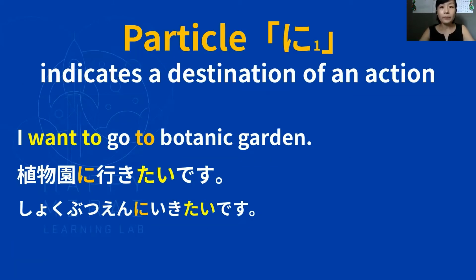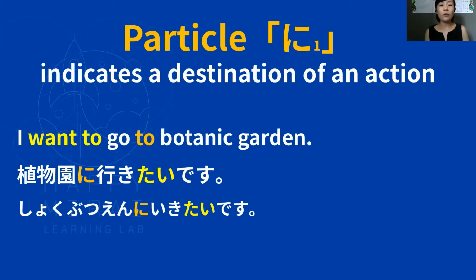Okay, so today's main topic is how to use particle に. I'll be sharing some of the common ones. There are so many functions. All right, so number 1, particle に. Number 1 function, as you can see on the screen here, it indicates a destination of an action.